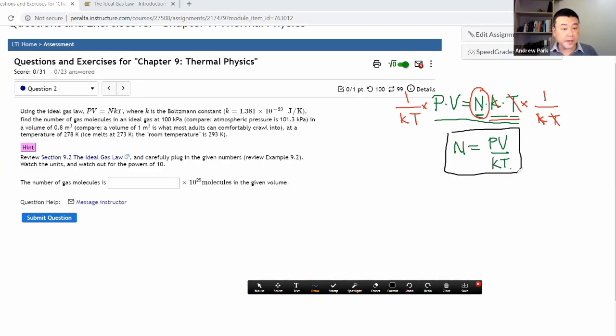So let me bring up a calculator and do that. As I'm plugging in the numbers, I'll be minding the units, and I'll be careful in entering very small numbers like this, because I have to enter them carefully in scientific notation. So let me bring up the calculator here.